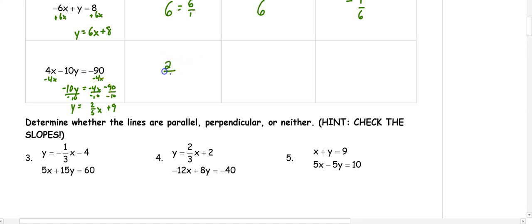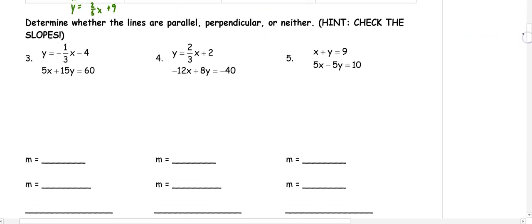So my slope is 2/5. My parallel slope is the same as 2/5. And my perpendicular slope is the opposite reciprocal, so the opposite sign, and flip that fraction, so it becomes negative 5/2. So now we're going to determine whether lines are parallel, perpendicular, or neither, given two equations.